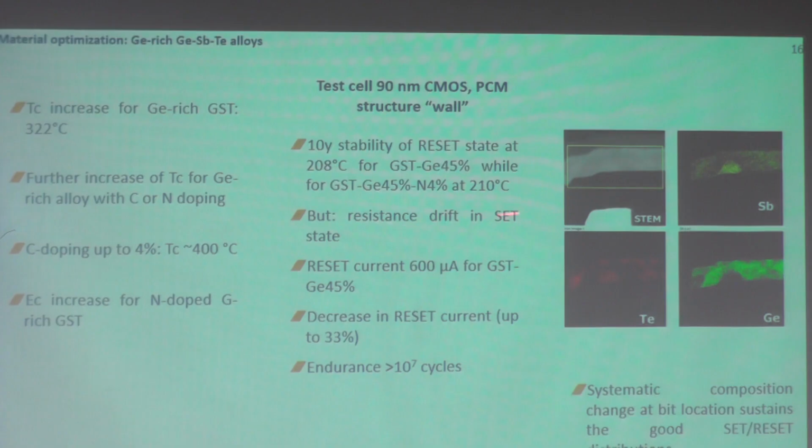But again, the problem of resistance drift in the set state. The reset current is on the average 600 microamp, with a decrease in the reset current and endurance of more than 10 to the 7 cycles.